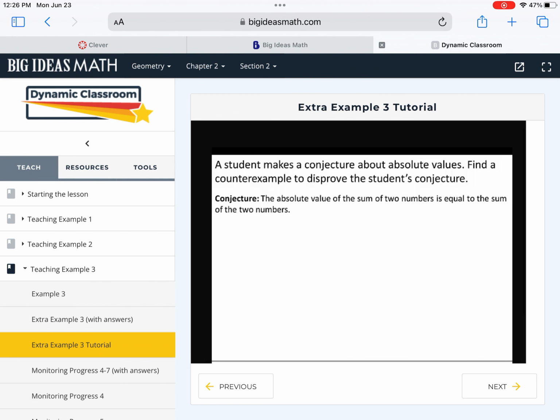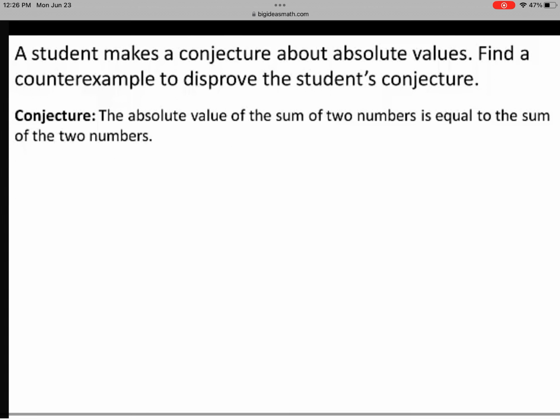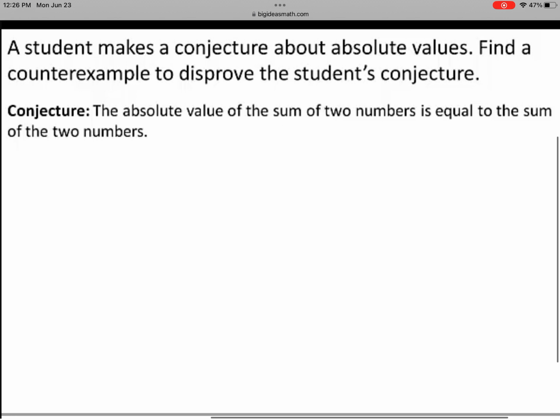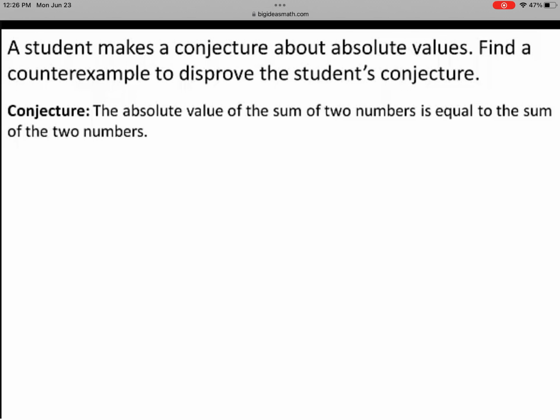A student makes a conjecture about absolute values. Find a counterexample to disprove the student's conjecture. The absolute value of the sum of two numbers is equal to the sum of the two numbers. A counterexample is a specific case for which the conjecture is false.